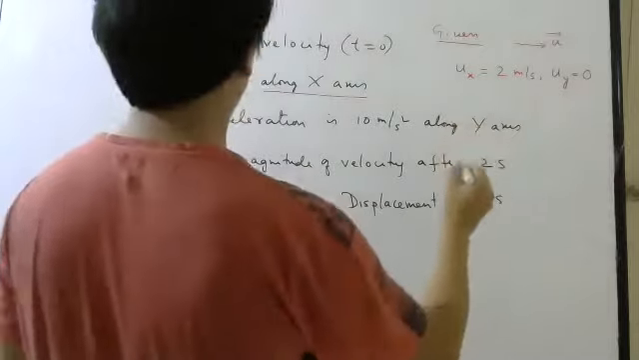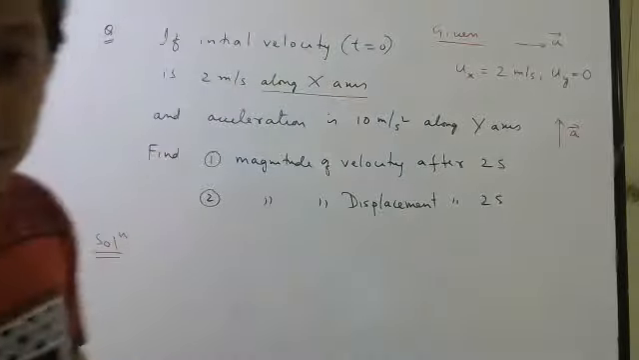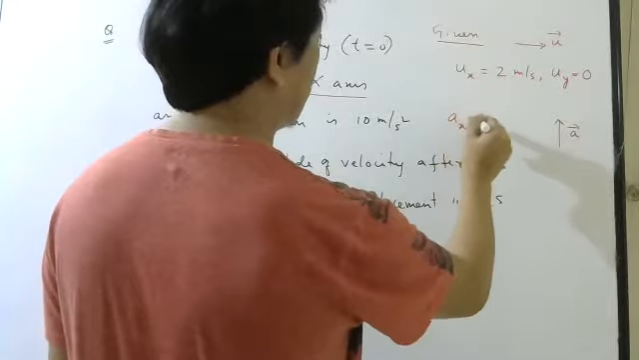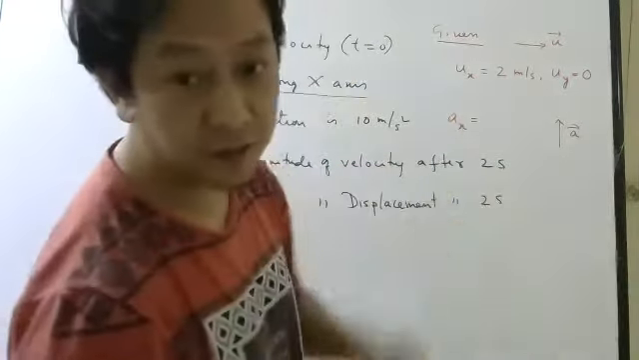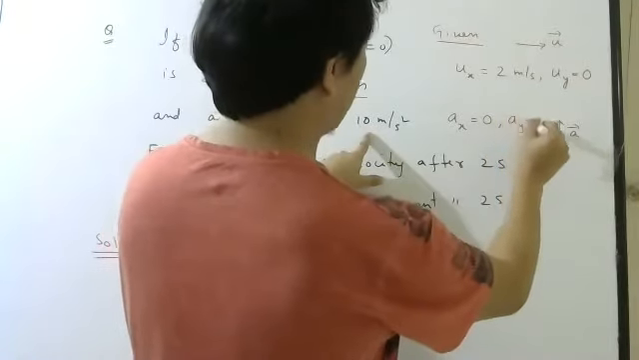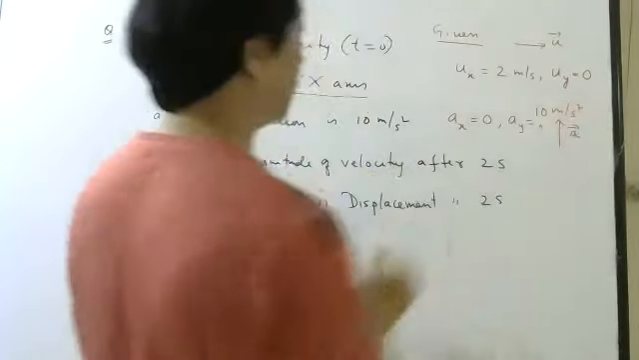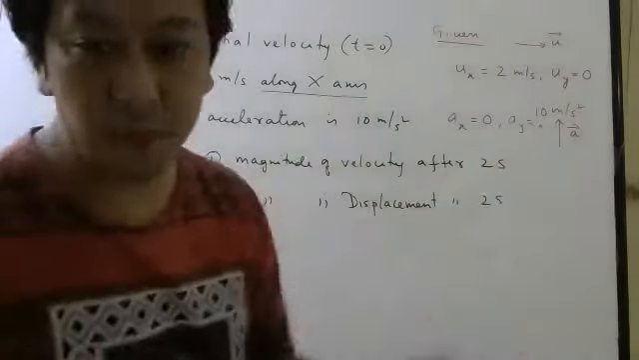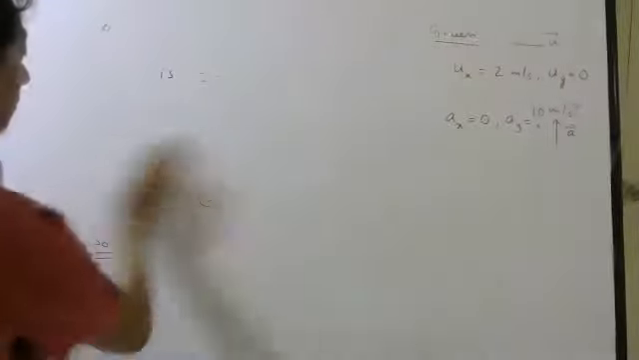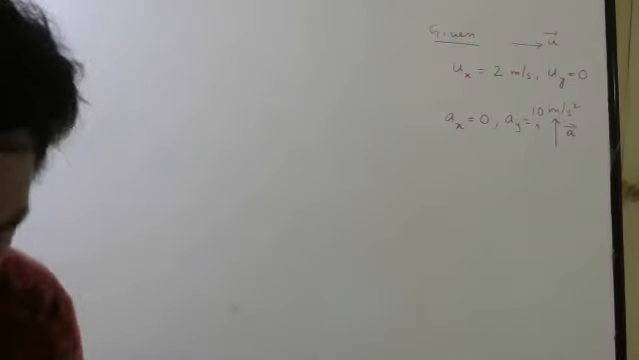What about acceleration? Acceleration is along y-axis. So what will be your x component of acceleration? Since it is along y-axis, it cannot have x component. So along x-axis, it will be 0. Along y-axis, it will be 10 meter per second square. Okay, students? So once we have found the components, now it is very easy. After what time they want? 2 seconds.